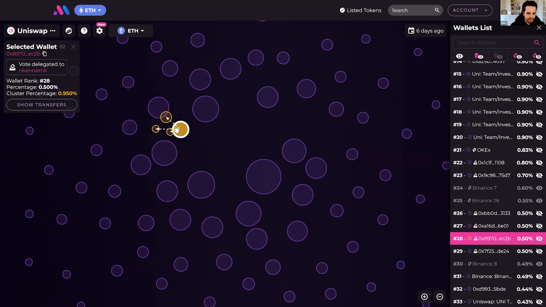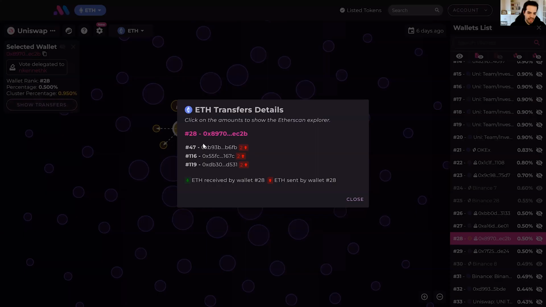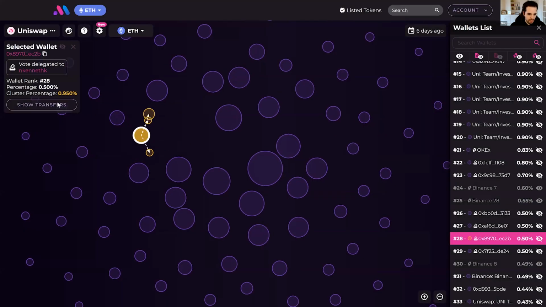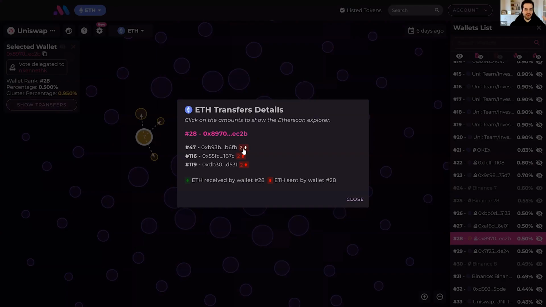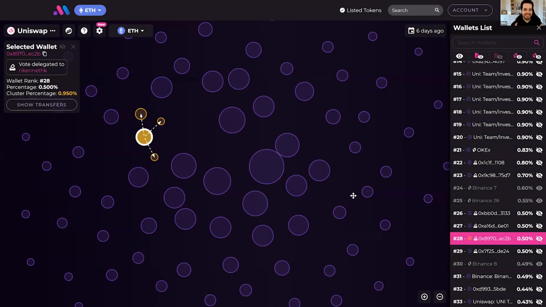So if I click here, show transfers, you will see that wallet 28, which is in the middle here, has been sending Ethereum, respectively to 47, 116, and 119. And this is why they're connected. And surprisingly, when you see the connections between the holders, it adds so much context, and you can suddenly understand a whole new world of possibilities.